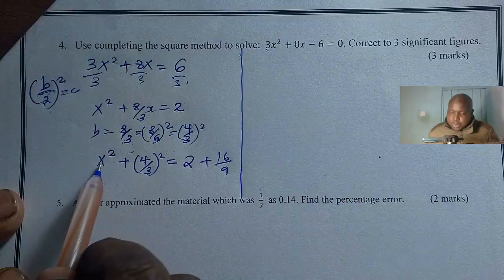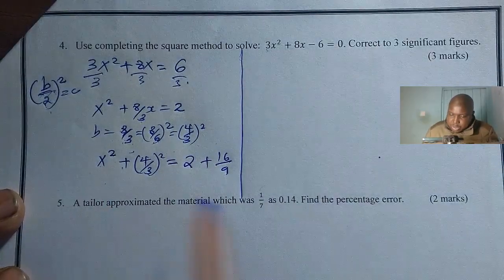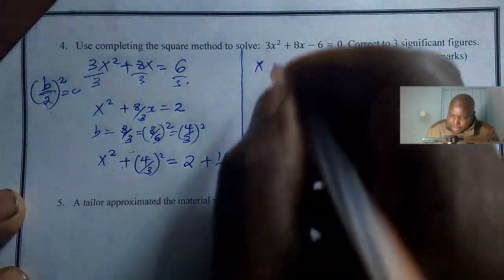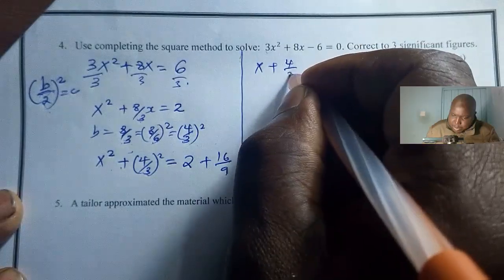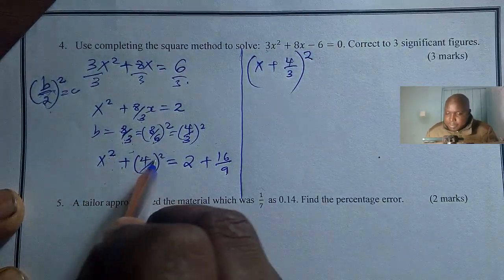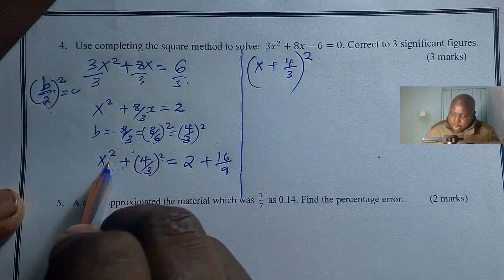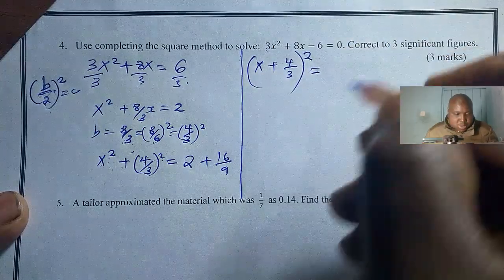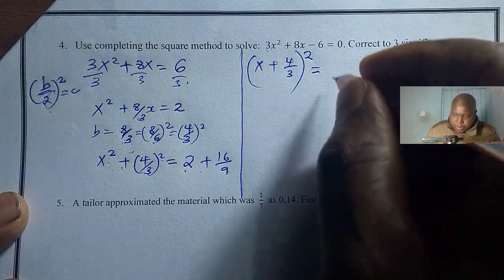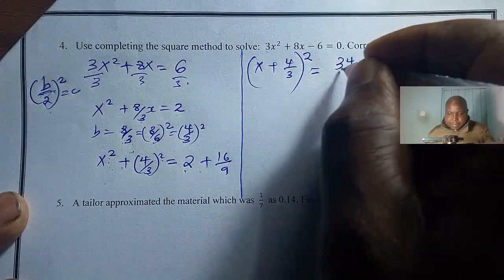Let's combine this and this. Both of them have a square, so we can take (x + 4/3) and put a square here because each of them has got a square. The square is the common factor here, which is equal to 2 + 16/9. Use your calculator, you will get 34/9.